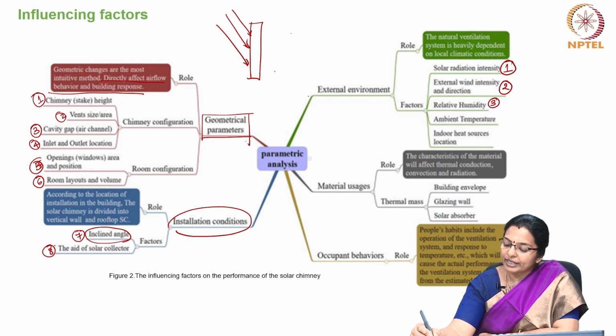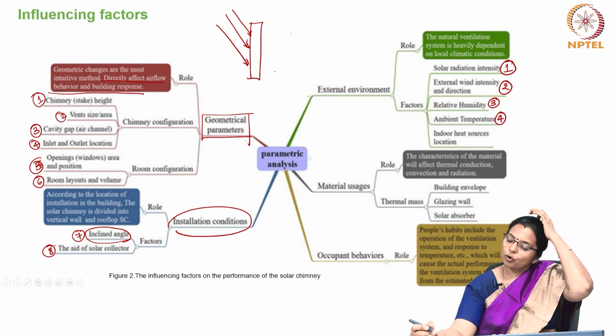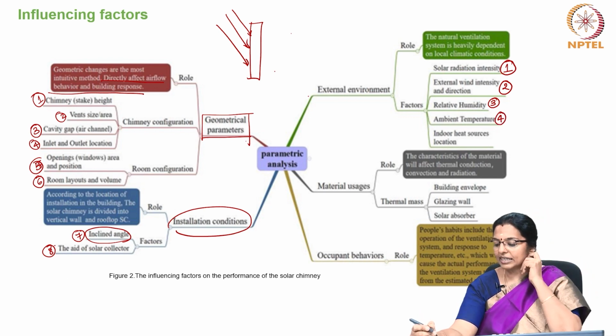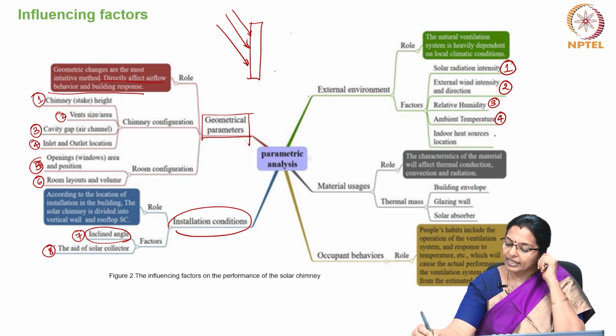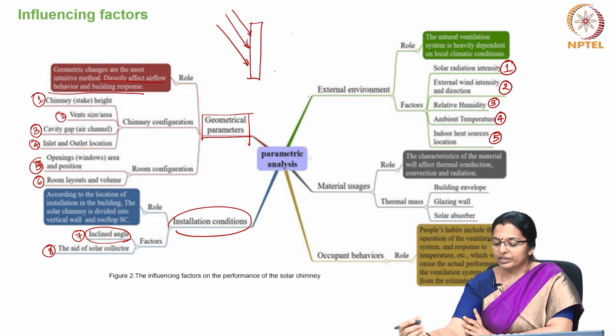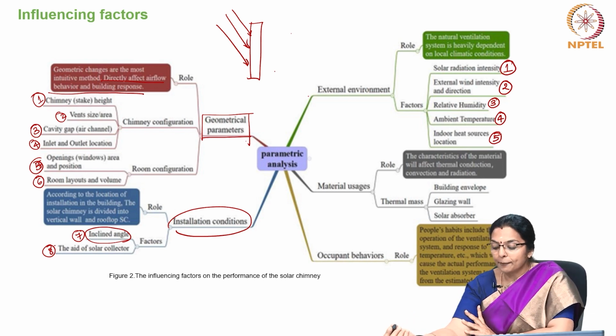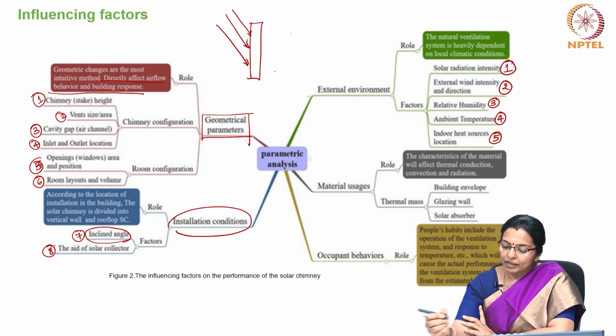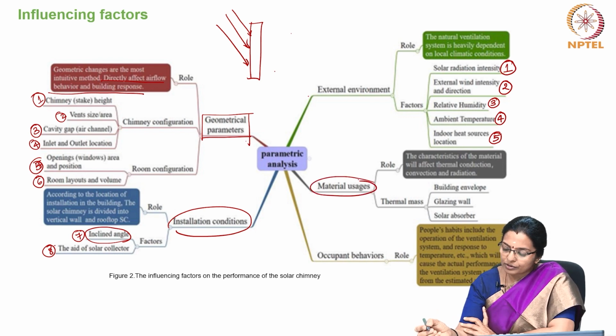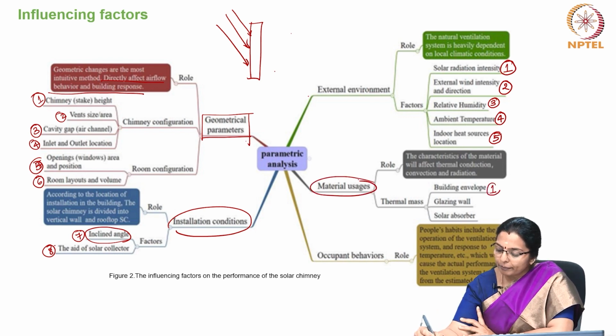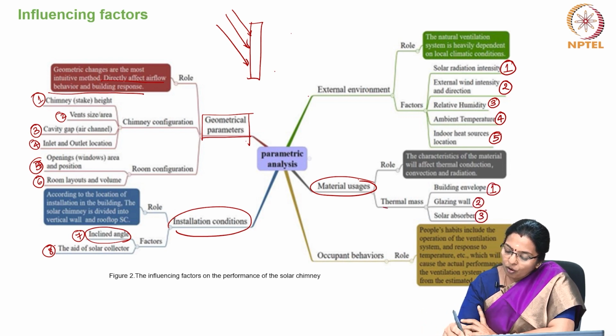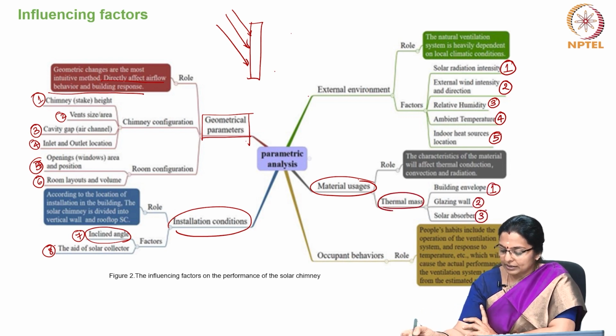Third is the relative humidity. Fourth is the ambient temperature, whether the outside temperature is 49 degrees centigrade or 18 degrees centigrade, it matters. Indoor heat sources location. Then the materials used, the characteristics of the material will affect the thermal conductance, convection and radiation. So, what are the building materials used? The building envelope material, the glazing wall and the solar absorber, all of these contributing to the thermal mass.